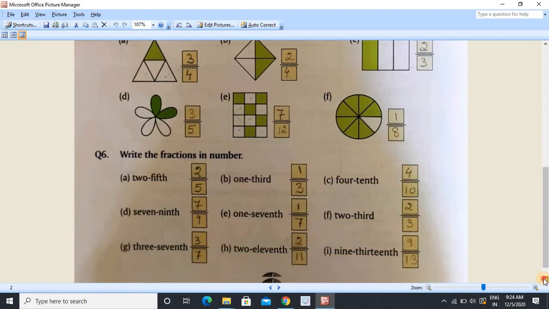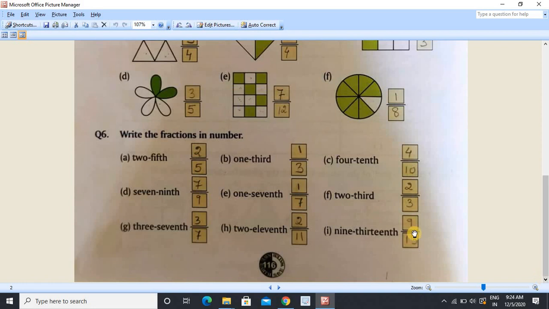Now come to question number 6. Write the fractions in numbers. As you can see clearly, the fractions are given in words: two-fifths, one-third, nine-thirteenths, and so on. Now let us move to the next question.